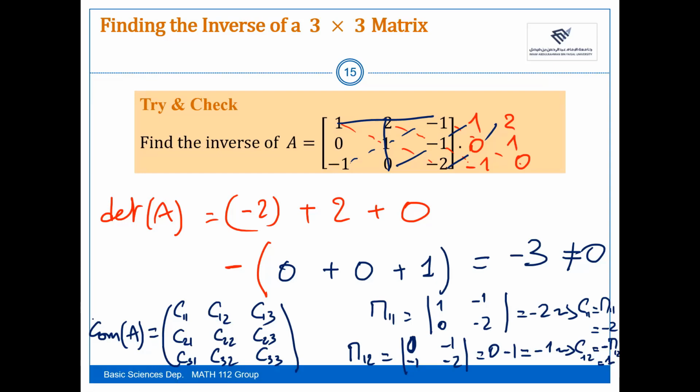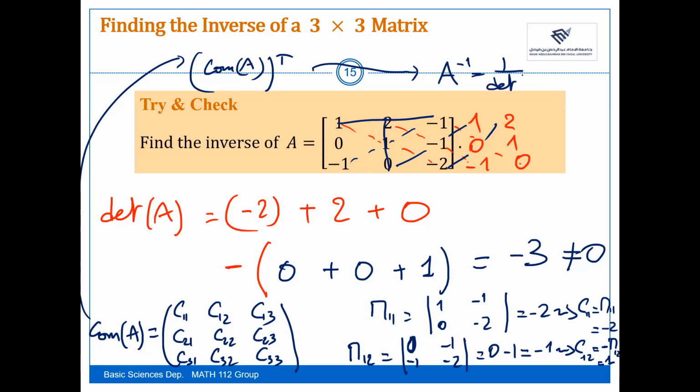You get the comatrix, then you calculate the transpose, then the inverse: 1 over the determinant of A times the transpose of the comatrix. This is the formula for a matrix of order higher than 2. So this is section 3. Any question?